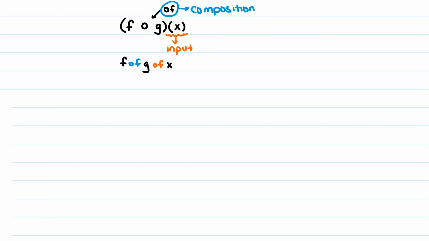Now, how do we define it? Well, we define it by doing f of g of x. So again, I'm saying the same words, and I'm just changing my intonation. So f of g of x. So here, I've got f of g of x.